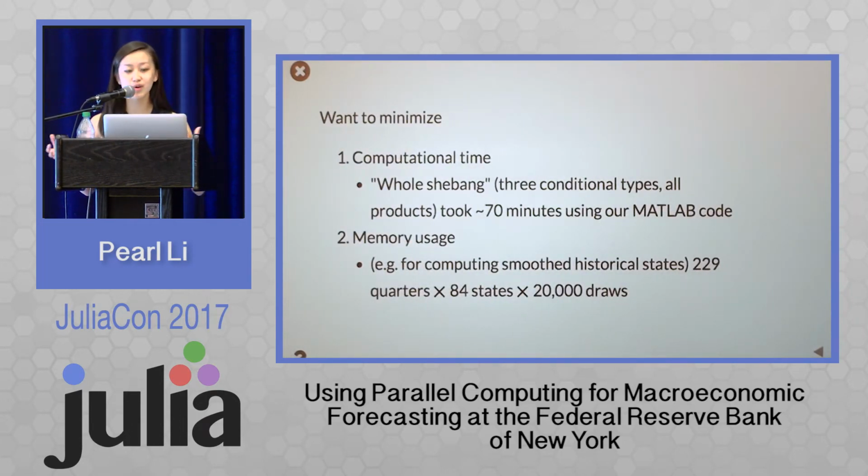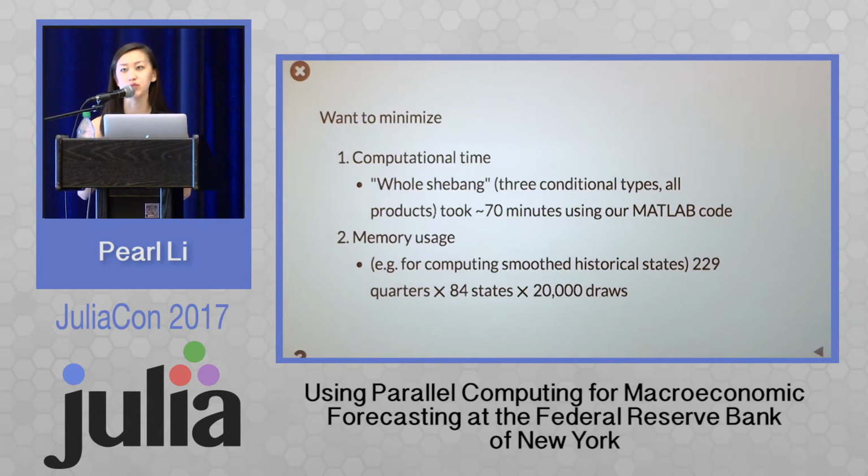So basically the goal in implementing the forecast step is to minimize both computational time and memory usage, which are, I think, pretty standard goals. In the past, we started out with all of this code written in MATLAB. It was very old. It used to take about 70 minutes to run the entire full distribution forecast with a number of different settings.